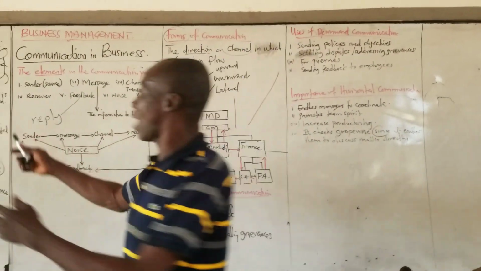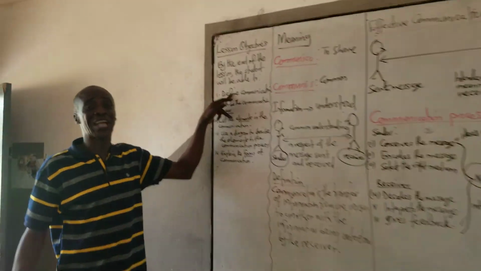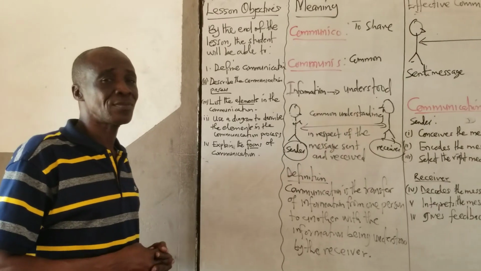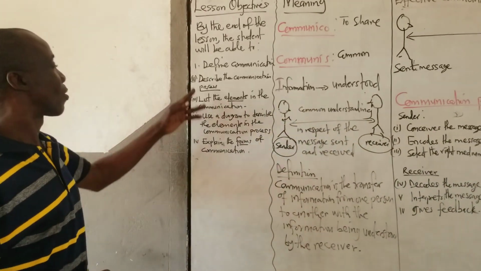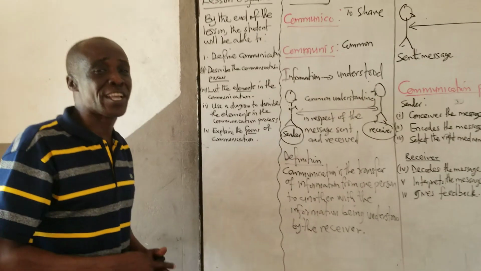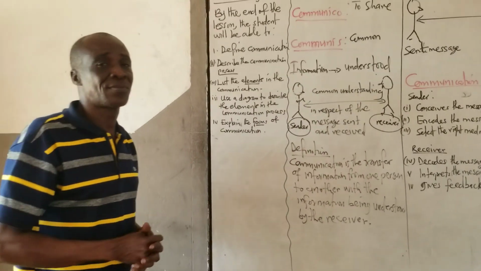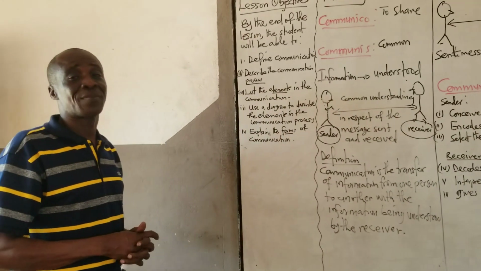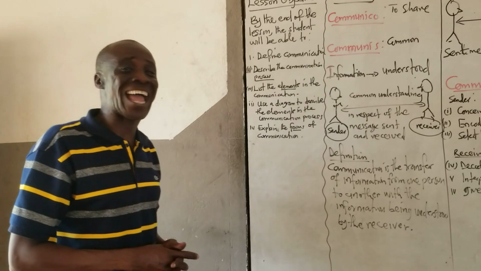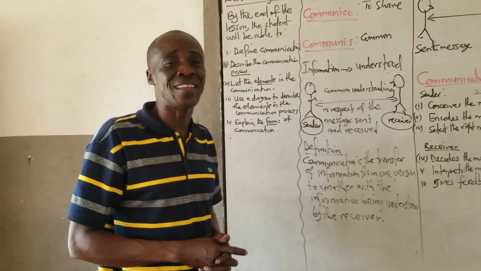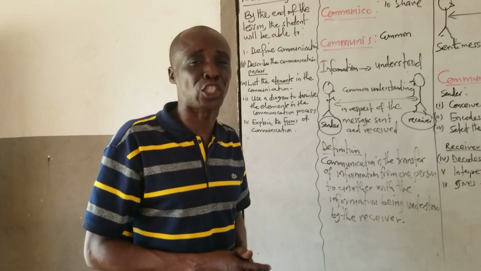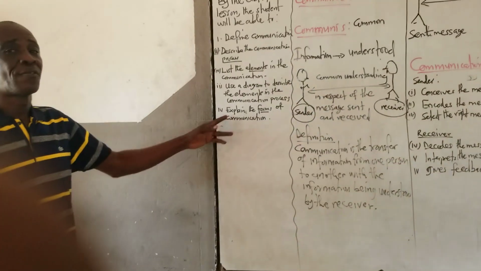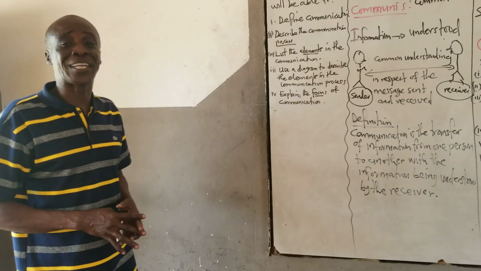So now, this is our objective. Look at it. Answer these questions. 1. What is communication? 2. Describe the communication process. 3. With the aid of a diagram, explain the elements in the communication process. 4. What is vertical communication?